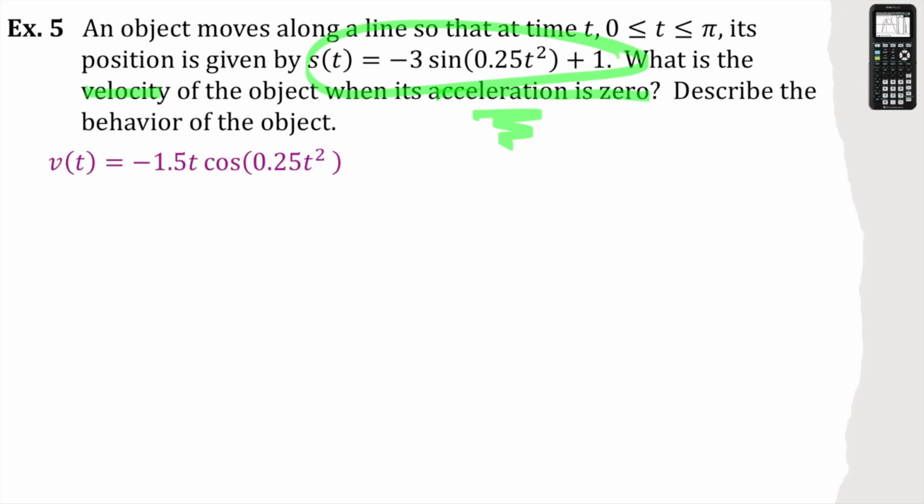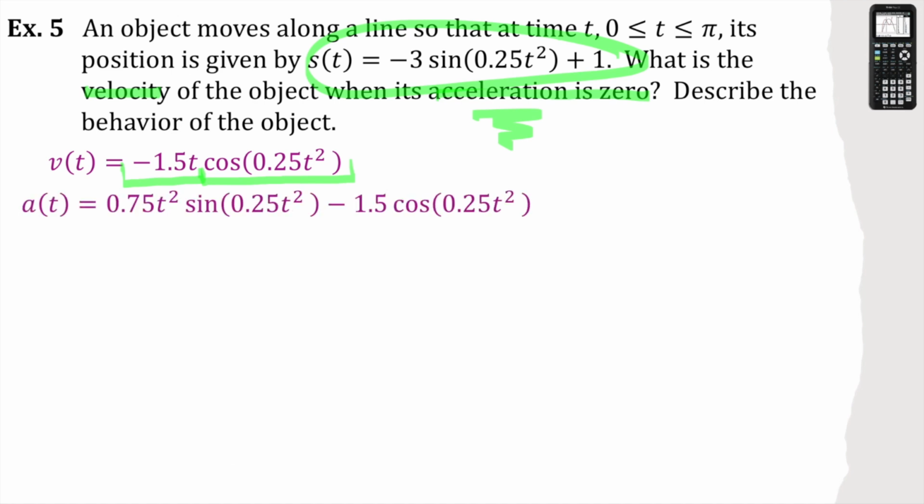V of t equals negative 1.5t times cosine of 0.25t squared. Use the chain rule there. Now we need to take the derivative again to find the acceleration. This time we're going to have to use the product rule because we have two functions being multiplied together. So that's what the acceleration looks like. So pause, make sure that makes sense to you, write it down.